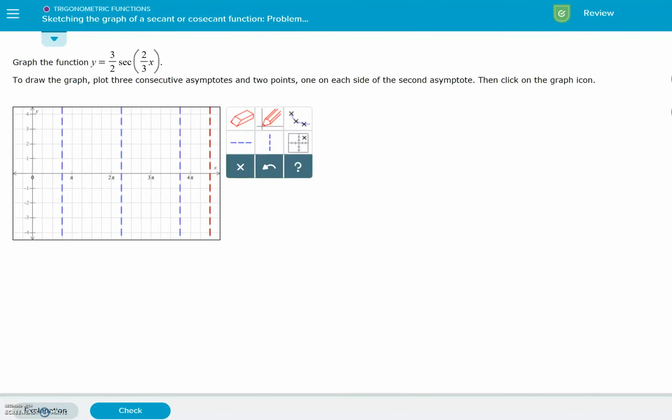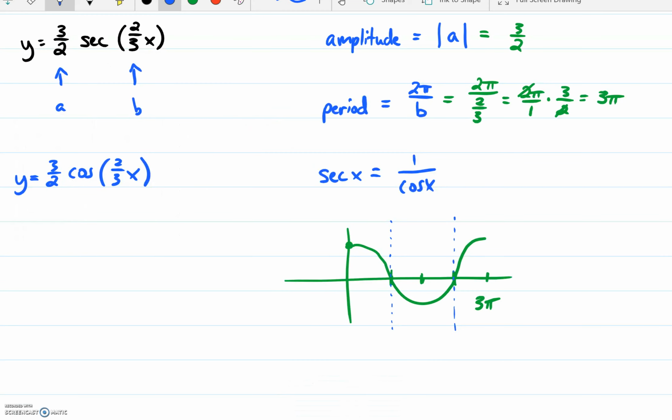So it wanted 3 consecutive asymptotes and 2 points, 1 on each side of the second asymptote. So now let's figure out what those values are going to be, 1 on each side of the middle vertical asymptote. So going back here, red is what our graph of our secant is going to look like. Basically, they meet and touch each other right there, but then this one goes up toward infinity. So they'll meet right here, and it'll go in that direction, and it'll meet right here and go in this direction.